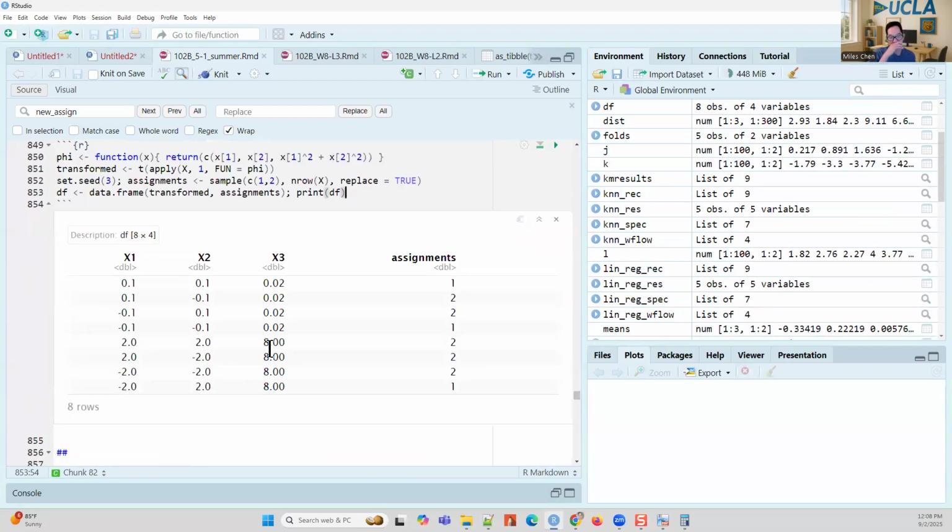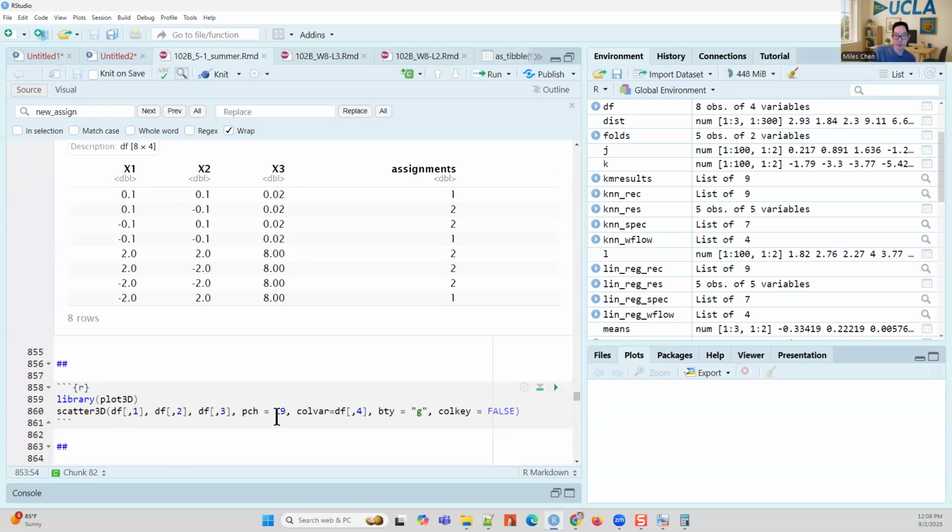Our outer points are located at 2 comma 2 and negative 2 comma negative 2. But adding the third coordinate of x1 squared plus x2 squared, the third coordinate is going to be 8 for all of these. So 2 comma 2 gets put up to 8. 2 comma negative 2 gets x1 squared plus x2 squared put up to 8. Whereas the 4 points in the middle, they were at 0.1, 0.1, negative 0.1, 0.1, and so on and so forth. When you bring in x1 squared plus x2 squared, they all get put at 0.02.